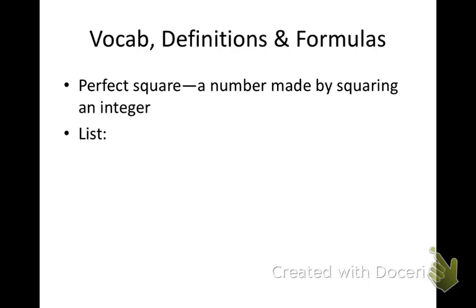So we're going to list out our perfect squares, and the way we're going to do that is we're just going to square the numbers 1 through 12. So 1 squared, 1 times 1 is 1. 2 squared, 2 times 2 is 4. 3 squared, 3 times 3 is 9.